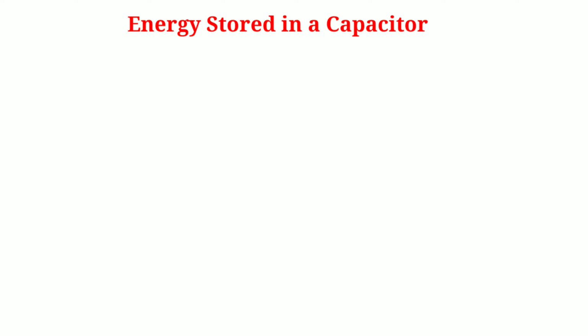In this video, we are going to derive an expression for energy stored in a capacitor. First of all, consider this equation Q = CV. This says that charge stored in a capacitor is equal to capacity of that capacitor multiplied by voltage of that capacitor. Take it down as equation 1.